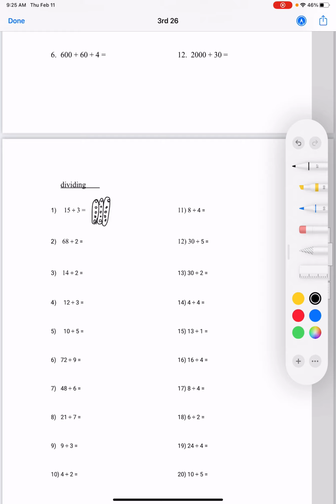And so we've divided them into 3 equal groups, and now we want to count how many are in each group. So 1, 2, 3, 4, and 5. There are 5 in each group, which means that the answer to 15 divided by 3 is 5.